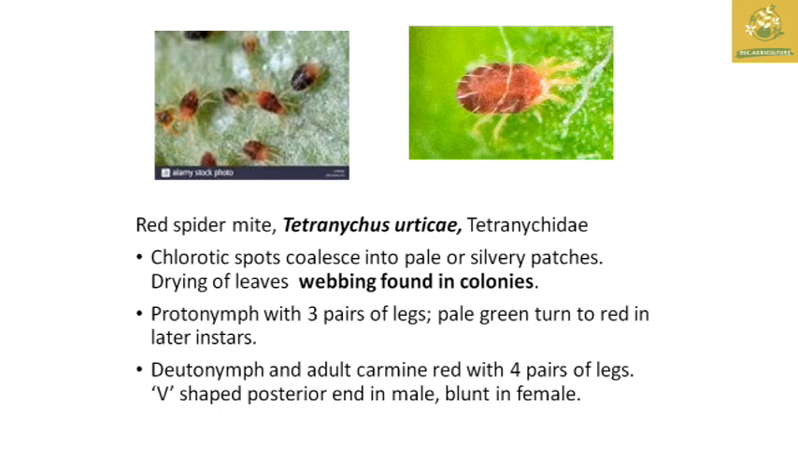And another important pest in Jatropha is the red spider mite, where the scientific name is Tetranychus urticae and the family is Tetranychidae. For identification, we can see chlorotic spots coalescing into pale or silvery patches, and drying of leaves, with webbing found in colonies. The adult is carmine with 4 pairs of legs, with a V-shaped posterior end in the male and blunt in the female, which is the characteristic identification of both male and female of the red spider mite.